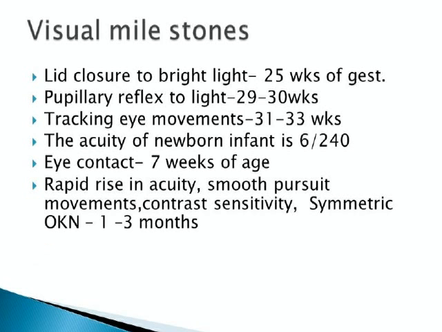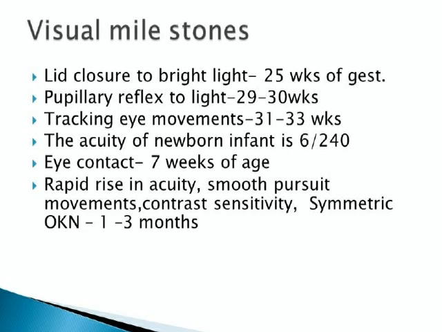We should know what the visual milestones are. A small baby will have lid closure to bright light even at the age of 25 weeks of gestation. Pupillary reflex to light occurs at 29 to 30 weeks. Tracking eye movements, 31 to 33 weeks of gestation. And the acuity of a newborn infant is 6/240. Eye contact will be established at 7 weeks of age. After that, there is a rapid rise of acuity. Smooth pursuit movement, contrast sensitivity, and symmetric occlusion all develop in 1 to 3 months.